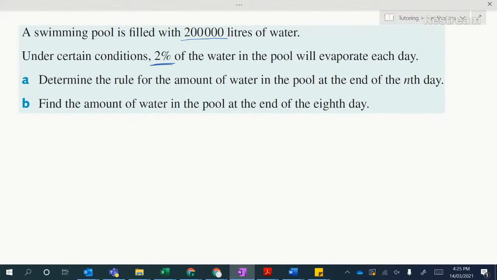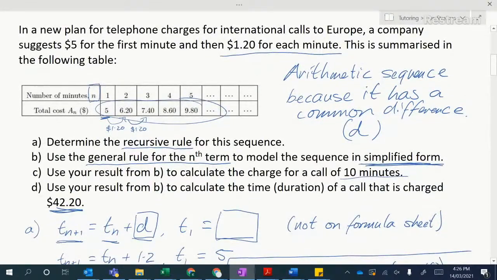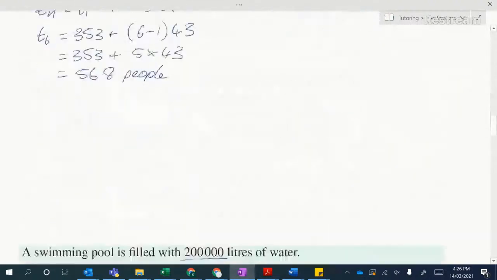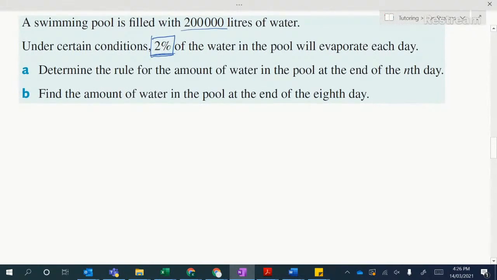Okay, so the answer to that question is it is a geometric sequence. And I know this because of this clue here. Okay, because it's a percentage and not an absolute amount. Okay, so if I go back up to this one here, I knew it was an arithmetic sequence because they gave me an absolute amount that it was increasing by each term. Okay, so that was my clue. Whereas this one, you can see it's not an absolute amount, it's a percentage. So that's how I know it is a geometric sequence.